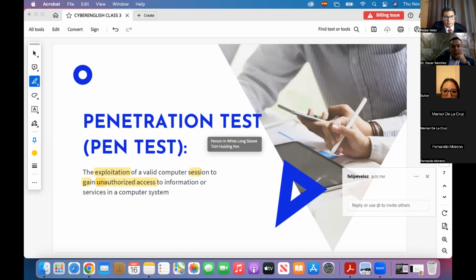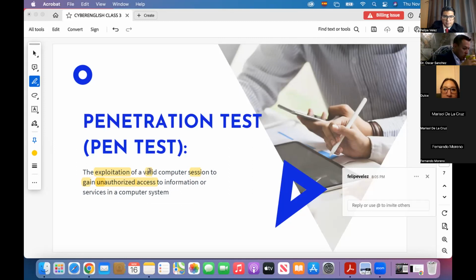Penetration test. Continue. The exploitation of a valid computer session. Valid. We have an A with two consonants. So when we have an A sound with two consonants, we pronounce it like this: valid. Just like in Spanish, valid. More profound your A.